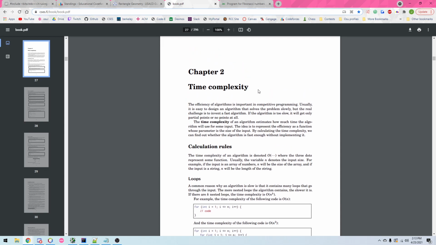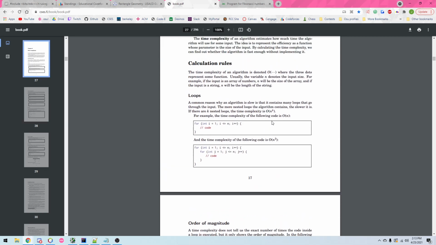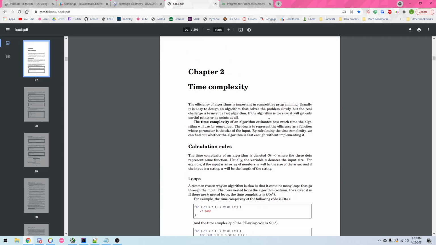So let me go ahead and link this book in case you want to have it open on a second monitor. So there's the book, and we're on page 17 of the book, or 27 in the PDF.